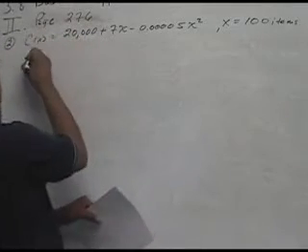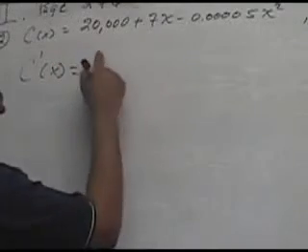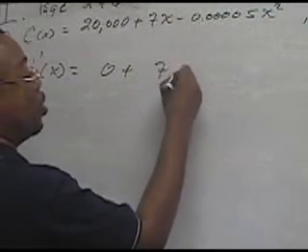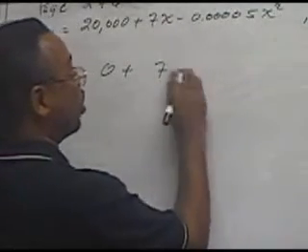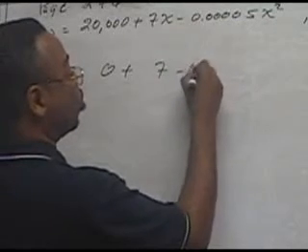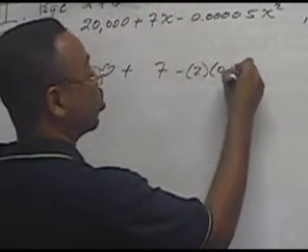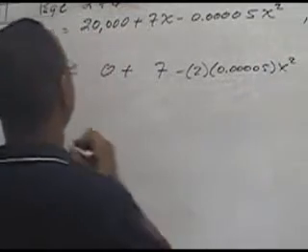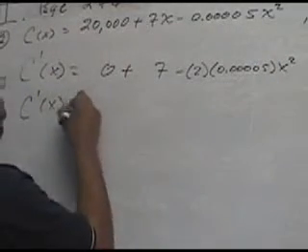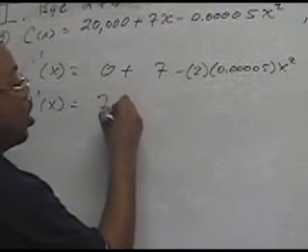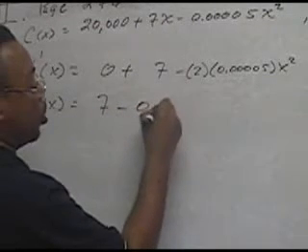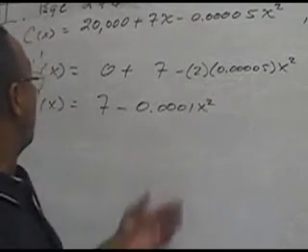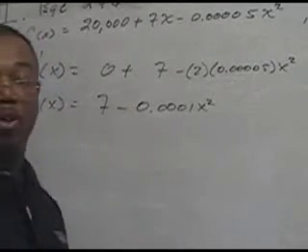So let's find the marginal cost, the derivative. The derivative of a constant is 0. The derivative of 7x is going to be 7. And the derivative of this will be 2 times 0.00005x. And the final marginal function comes out to be 7 minus 0.0001x. Okay, so this will represent the marginal cost.